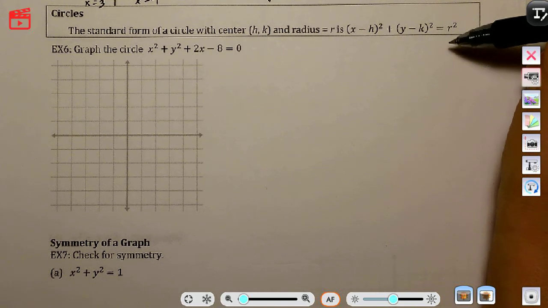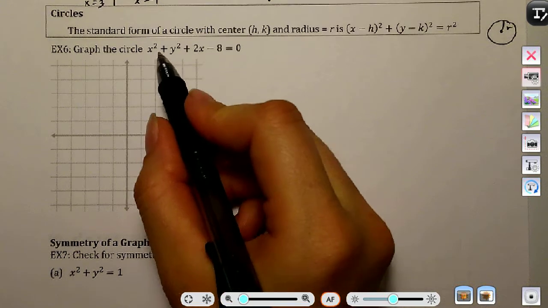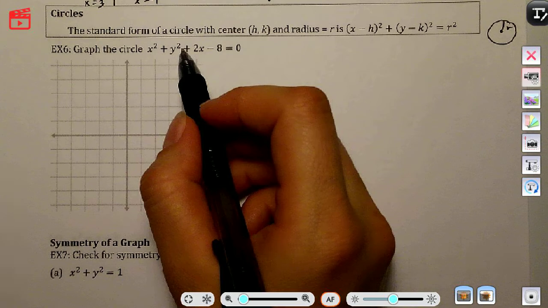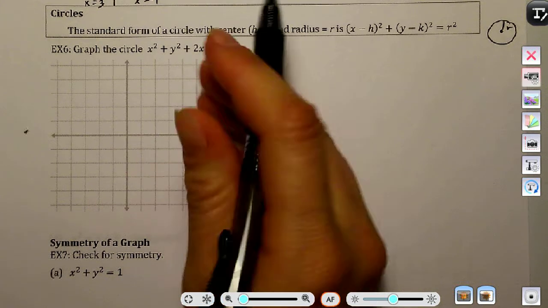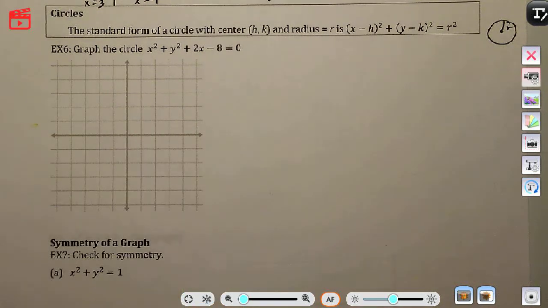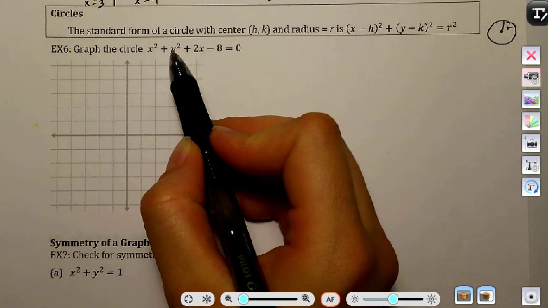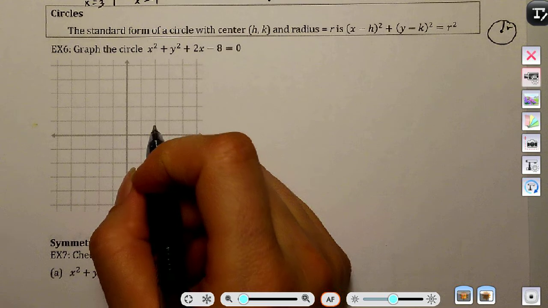Let's take a look at example 6. Graph the circle. Okay, so the reason I know that this is the equation of a circle is I have my x squared and my y squared, and then I have an x to the 1 power, and you might have a y to the 1 power. Also, the number in front of the x squared and the y squared is the same. In this case, it's a positive 1.